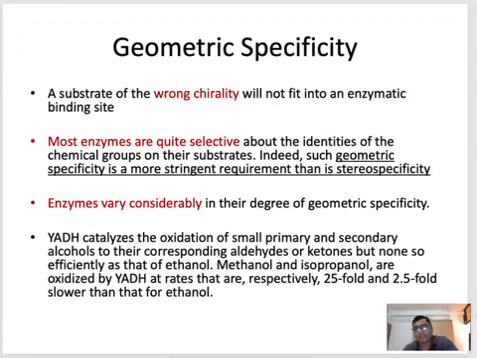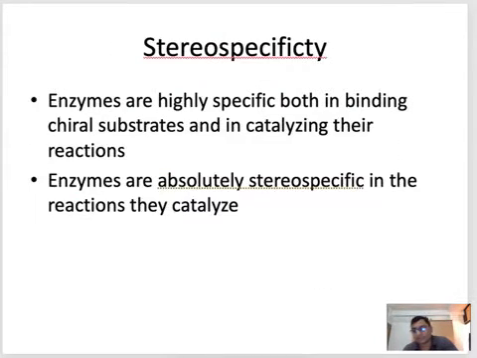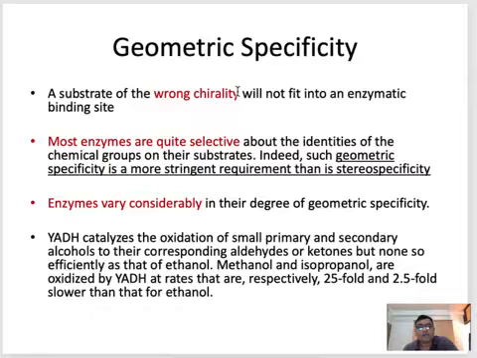Then geometric specificity. Basically, geometric specificity also belongs to the stereospecificity group. In the case of geometric specificity, a substrate of the wrong chirality will never fit into an enzymatic binding site. And most enzymes are quite selective about the identities of the chemical groups on their substrates. That means these enzymes that show geometric specificity require a specific chirality, a specific structure, and in addition, they also require certain chemical groups.